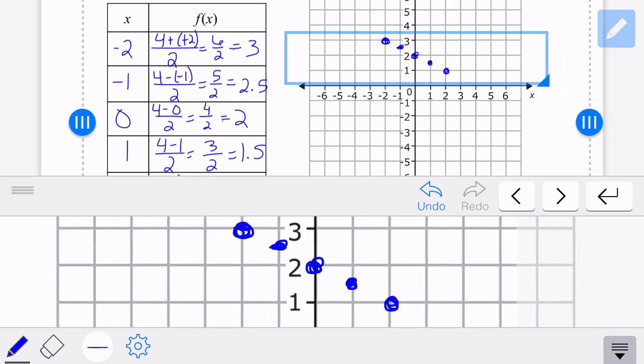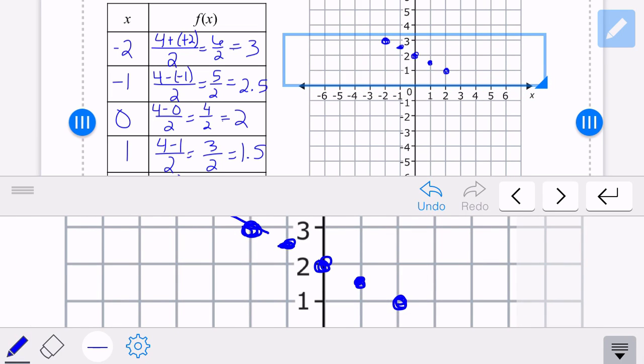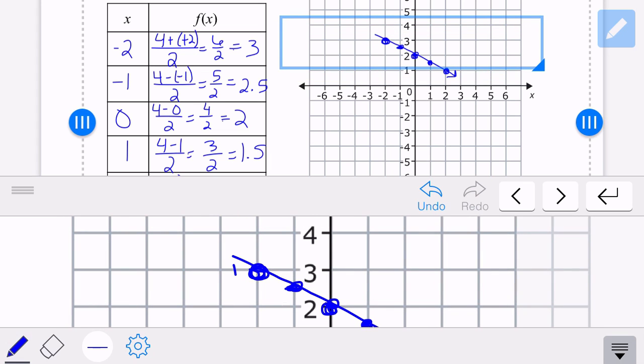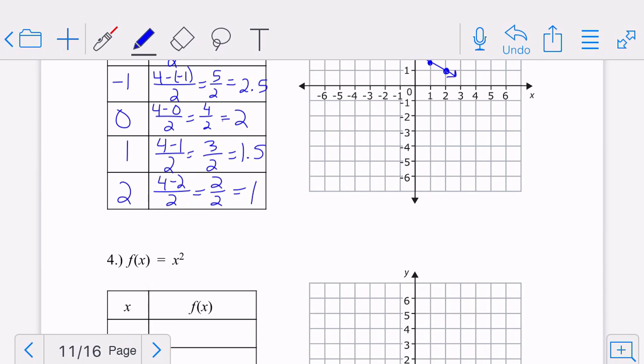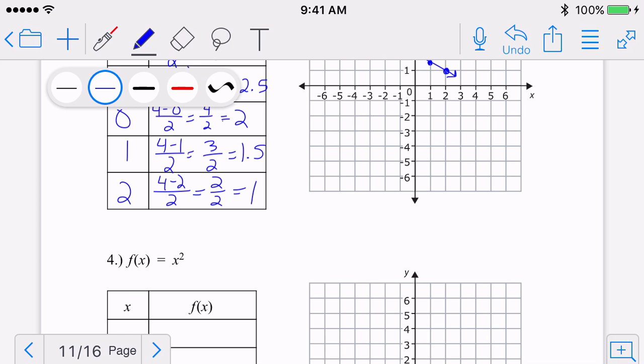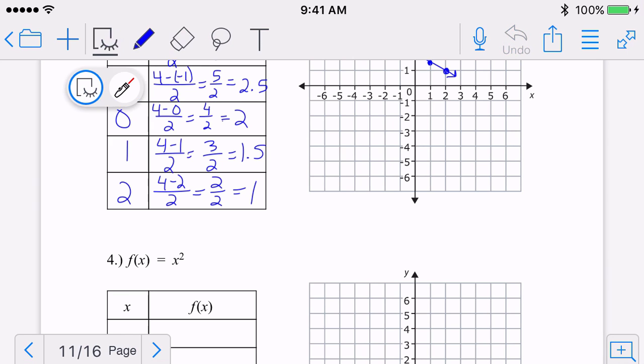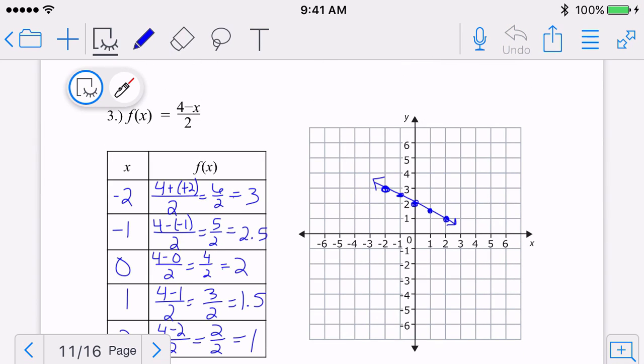So then, again, you can just connect those together and put your arrows on the end. We've got another line. So basically, if you start to pick up on this, everything that will have just your regular x in it, doesn't have an x squared or anything weird going on with it, is typically going to be a linear function. It's going to make a line.